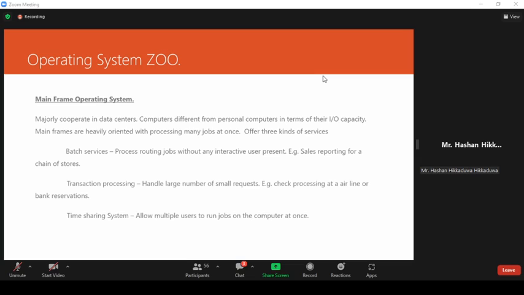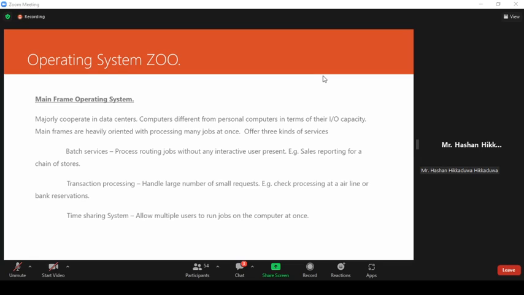Batch processing means processing routine jobs without any interactive user present, something like sales reporting for a chain of stores. Then transaction processing handles a large number of small requests, for example check processing at a bank or airline reservations. Transaction processing handles a large number of smaller requests.